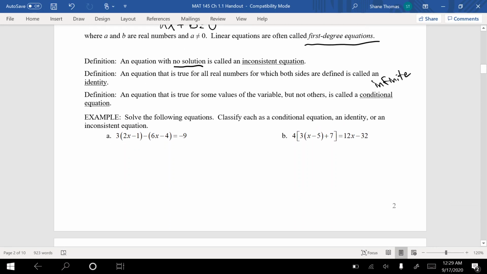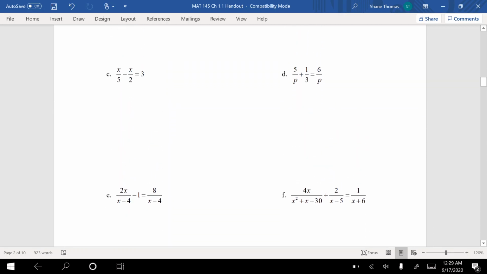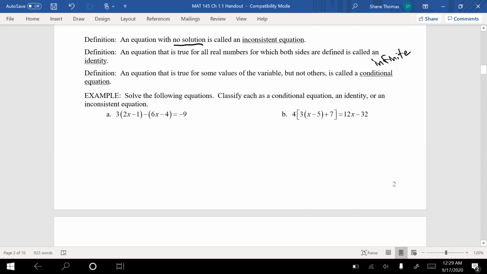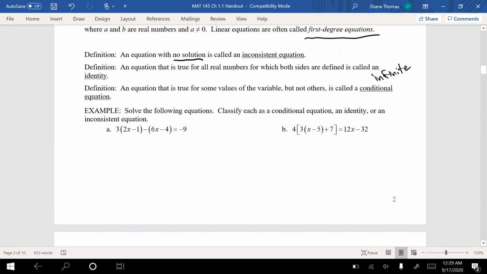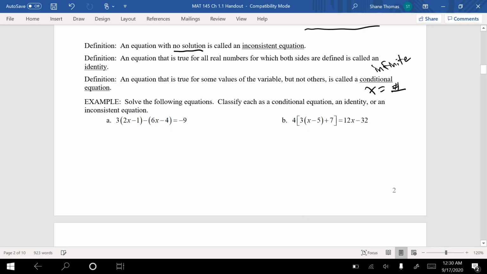All right, so we're going to look at a set of equations. We have 1, 2, 3, 4, 5, 6 of these that we're going to solve, and we're going to classify them based on whether they're a conditional equation, an identity, or an inconsistent equation. And one more thing, in a conditional equation, if you get an answer like x equals whatever that number might be, that one is conditional. All right, so we're going to solve the following equations.